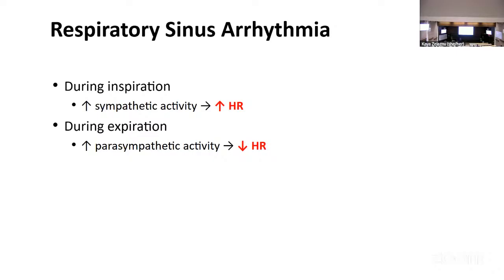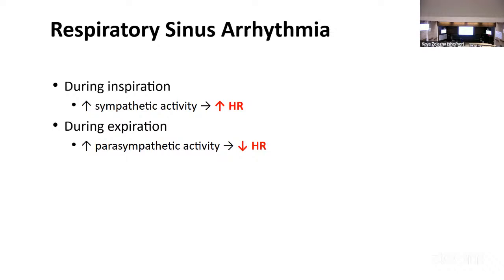Okay. So respiratory sinus arrhythmia isn't something that necessarily happens to everyone. And according to your book, we don't totally understand why exactly this happens. But it happens to be the case that in some people, and more commonly in children, when you breathe in, so during inspiration, your sympathetic activity goes up a little bit.